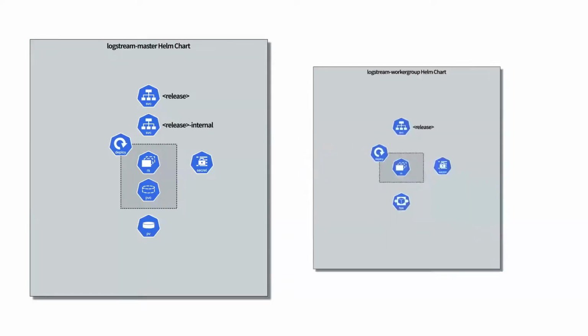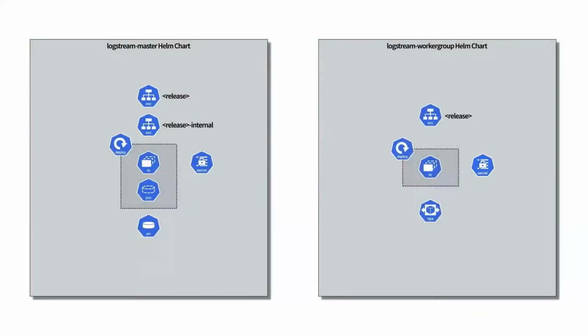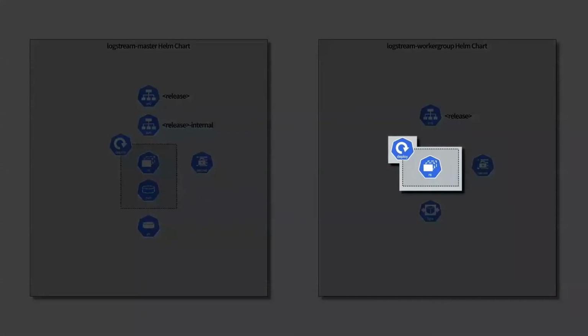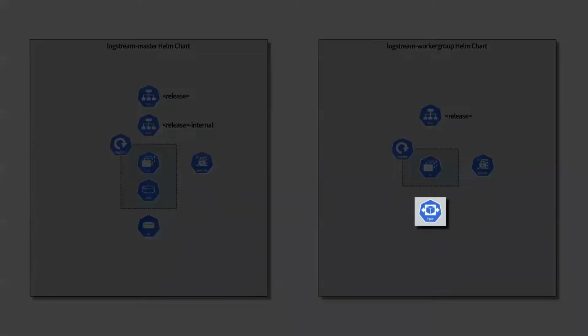Now, onto the worker group. We have a secret that contains the URL that the worker group needs to use to connect to the master to get its config. We've also got a deployment with a replica set of Cribl Logstream containers with a minimum replica count of 1. There's also a horizontal pod autoscaler, which will automatically scale up and down based on the CPU utilization of the workers. And finally, a service which exposes the worker group.